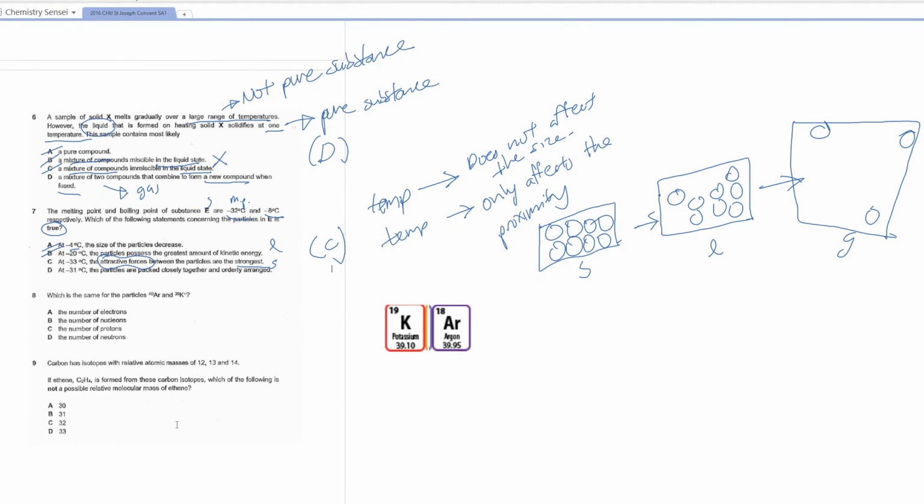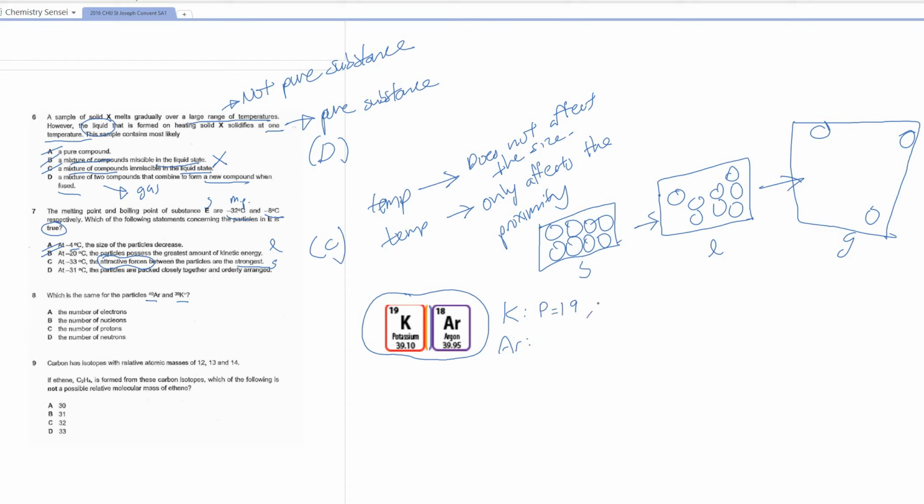Next, question 8. Which is the same for the particles 40 argon and 39 K+? From the periodic table, you'll be able to find this information of potassium and argon. Let's find out the number of subatomic particles for potassium first, followed by argon. For potassium, it has 19 protons.